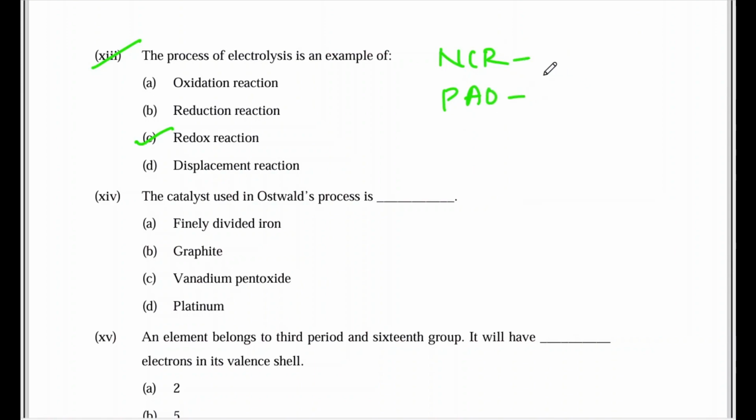NCR PAO. You will not have any confusion. N means what? Negative. Okay. C means cathode. Cathode is negatively charged. R means reduction takes place. This is how you remember it.